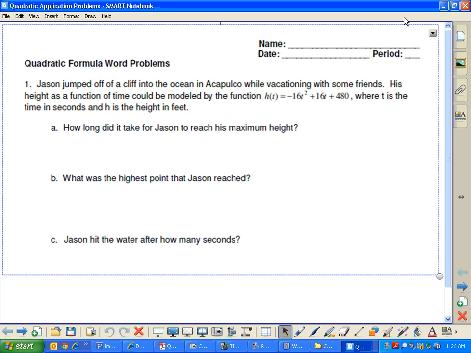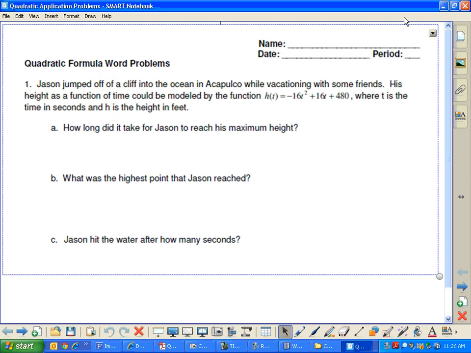So you're going to see 2 types of word problems as you work through the packet, but all of them can be modeled with parabolas. All of them are going to be quadratics. Okay, so now back to step 1. In any good word problem, we start by reading the problem and identifying what we know and what we don't.